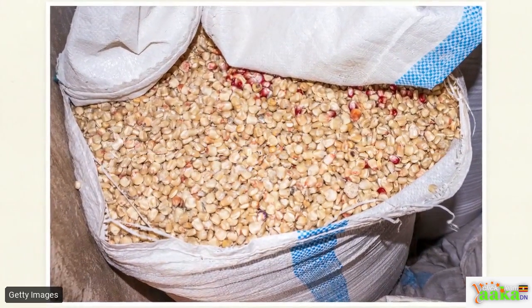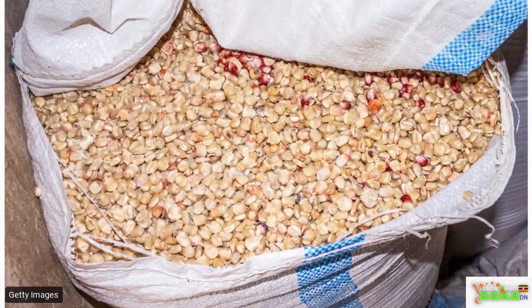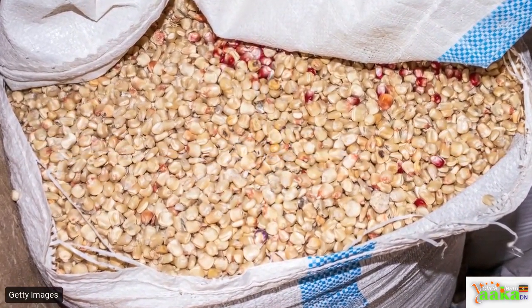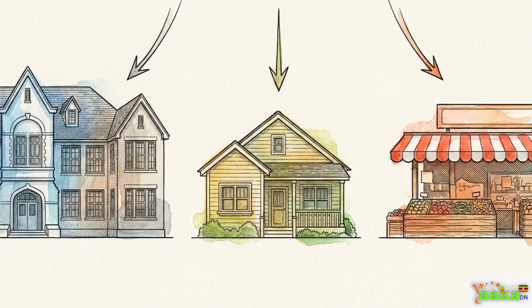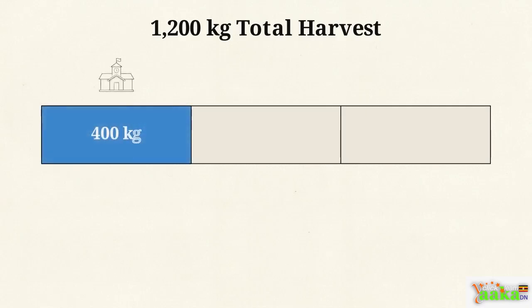Let's test everything in a single real-world scenario. A farmer in Jinja harvests 1,200 kilograms of maize. He needs to divide it among a school, his family, and the local market, and we have to interpret the different numeric formats to find his totals. First, he sells 1/3 of the harvest to a school. We calculate this by dividing the total, 1,200 kilograms, into 3 equal parts. One of those parts leaves us with 400 kilograms for the school.